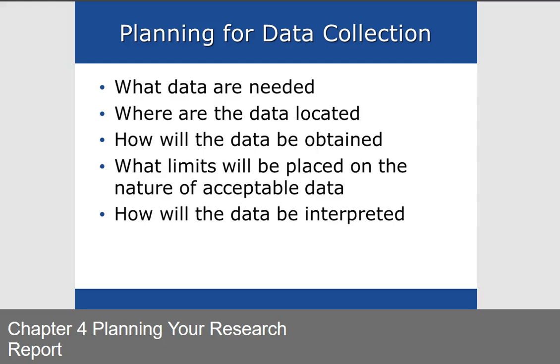And what limits will be placed on the nature of acceptable data? So in every instance, there are certain limits on what we can or cannot collect. There can be an ethical limit. There could be a situation in which there is a gatekeeper that doesn't allow us access to the data. So how many participants do we need to be an acceptable research study? These are all things that we need to take into consideration.